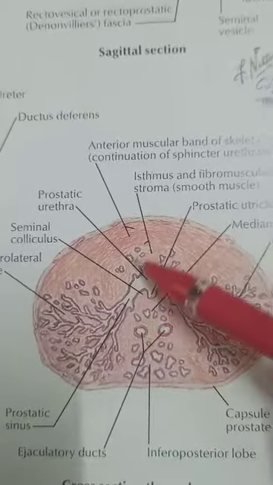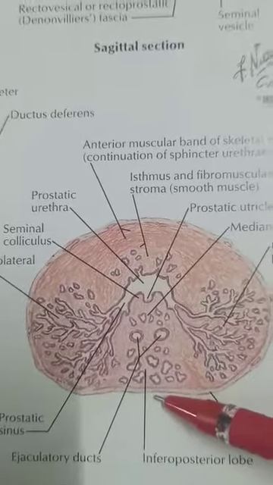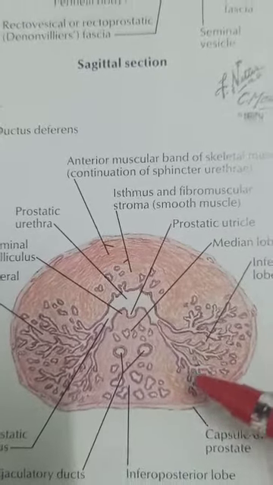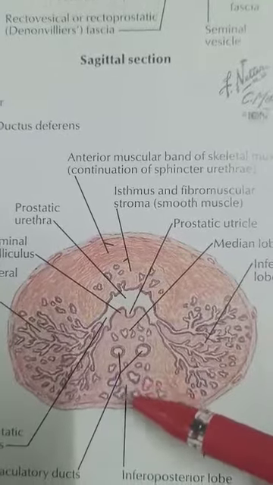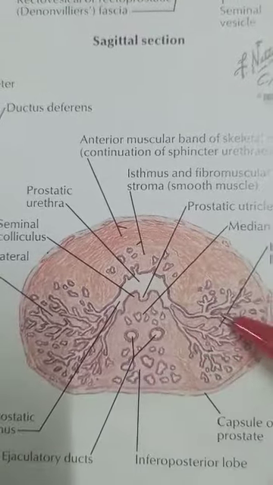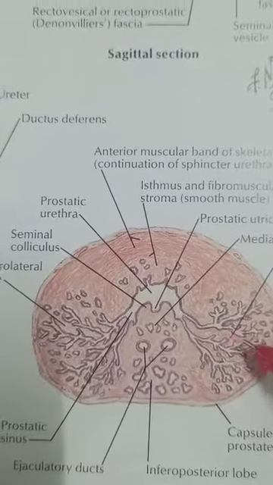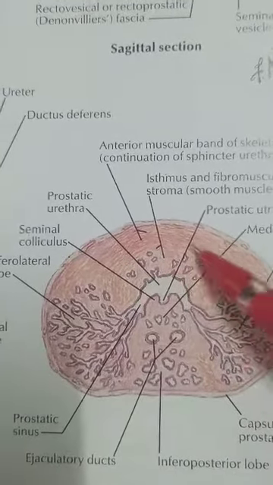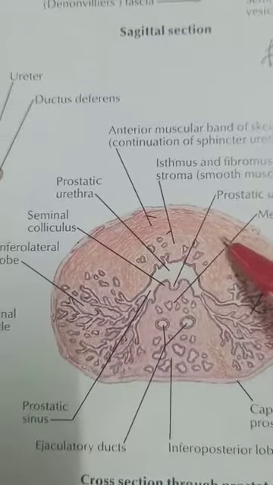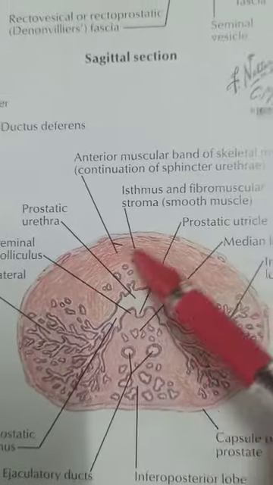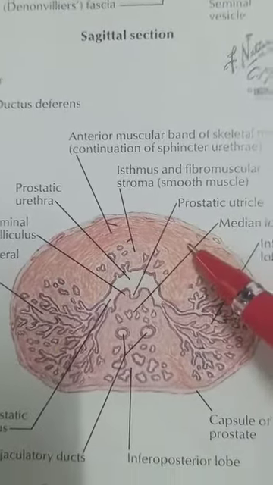Median lobe, glandular tissue. The part which has the glandular tissue, glands, that part is the 1 to 3. There is a median lobe, and on either side there are 2 lateral lobes, which contain glandular tissue. We can see the anterior part is devoid of glandular tissue. Only fibromuscular stroma can be seen here anteriorly.